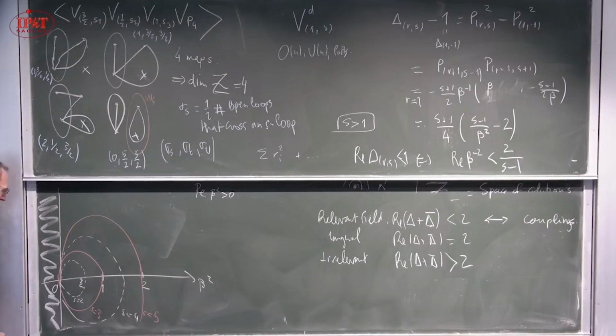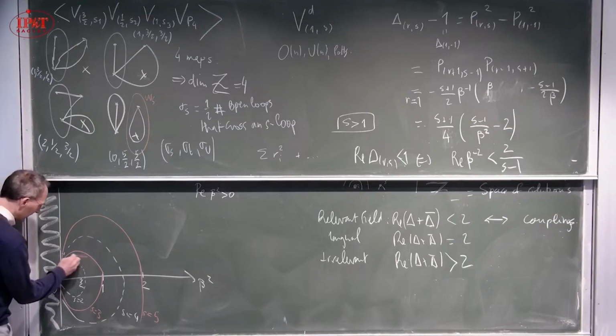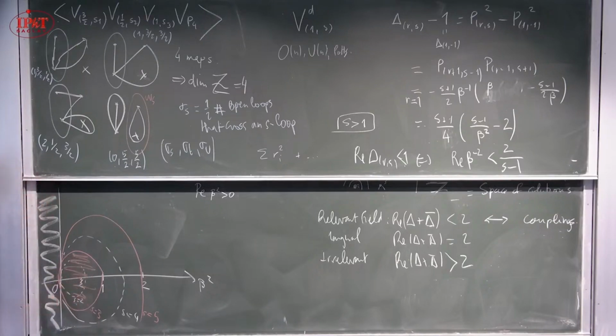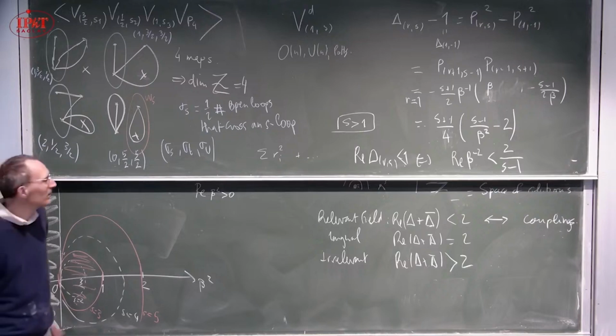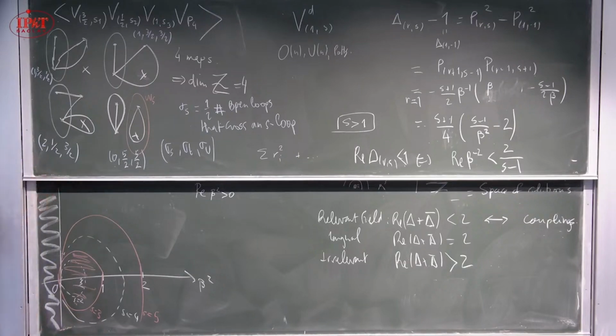So now, what is the physical interpretation? Let me start inside this circle. That's a region where the field V13 is irrelevant, in fact. It will be relevant outside this circle, but it's irrelevant inside. And in fact, inside this circle, there are no relevant fields at all. Correspondingly, we expect that the loop model has a critical limit without tuning any coupling. And that's what happens. This is the so-called dense phase of the O(n) model.